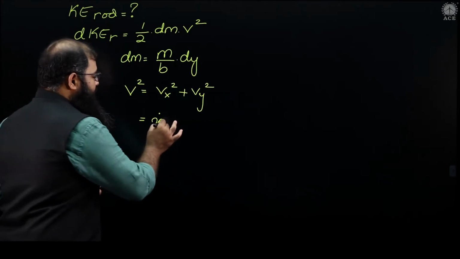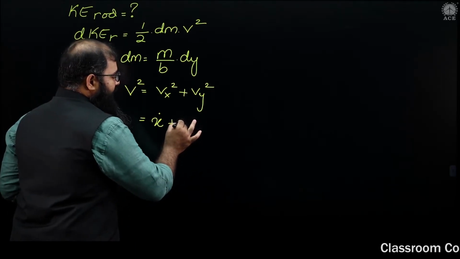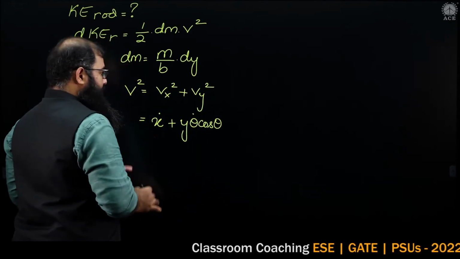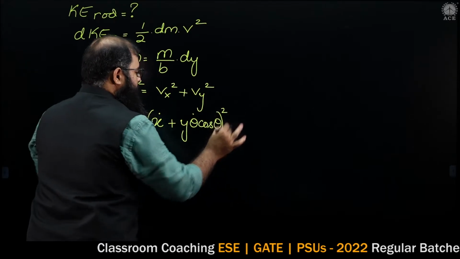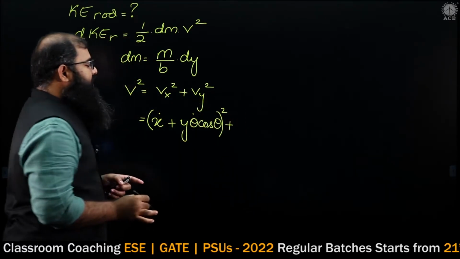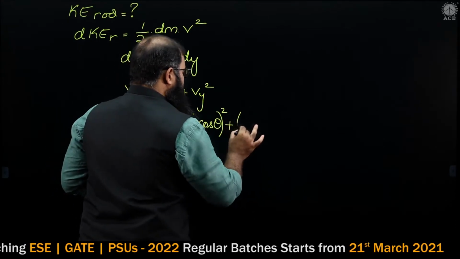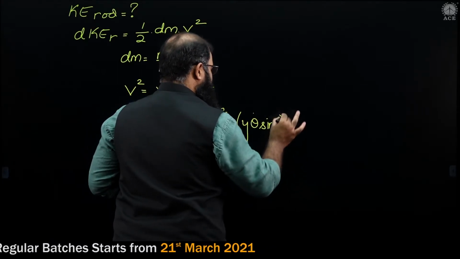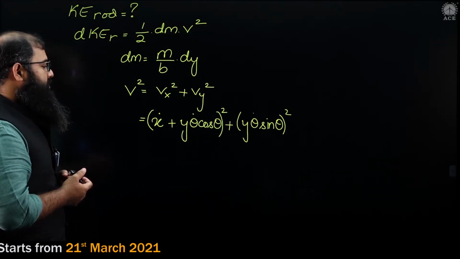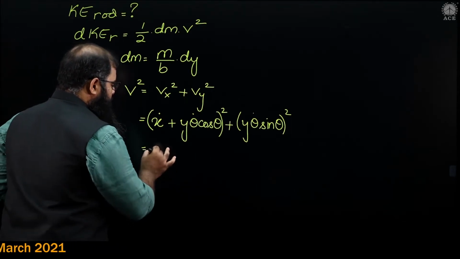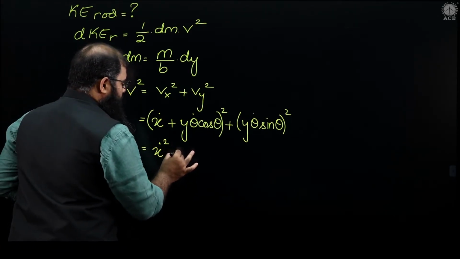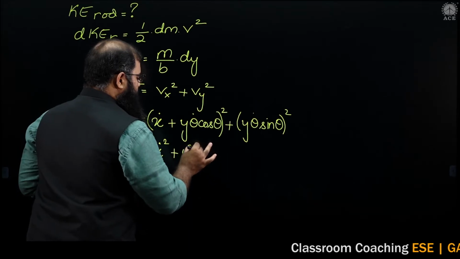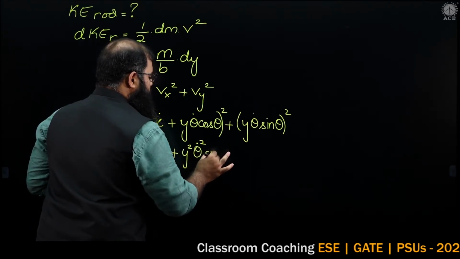plus y theta dot cos theta. This was Vx, so let me square this up. Plus Vy is equal to y theta dot into sine theta, squared. If you calculate this value, how much is it going to be? x dot square plus y square theta dot square cos square theta.